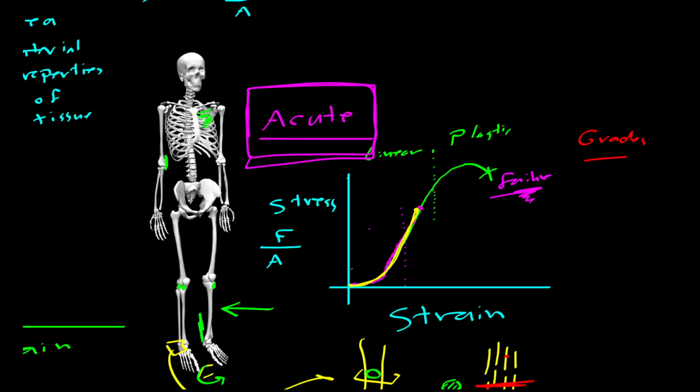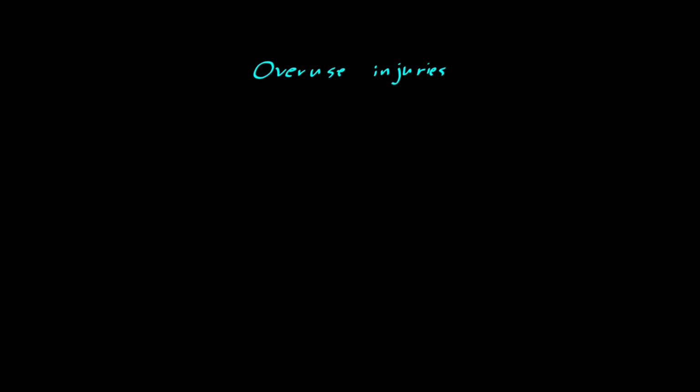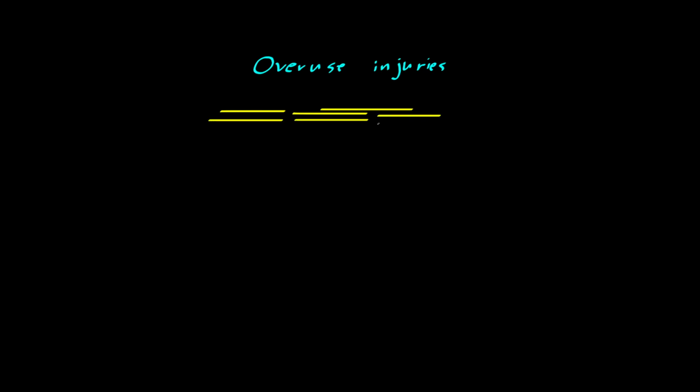It turns out that if you go up and down and up and down and up and down the stress-strain curve many, many times, you will actually get damage starting to accumulate inside tissue. And that is what we call an overuse injury, which is what I want to talk about in this video. So we might think about overuse injuries as being like the gradual, slow accumulation of damage in, say, a tendon or a ligament or cartilage or bone.